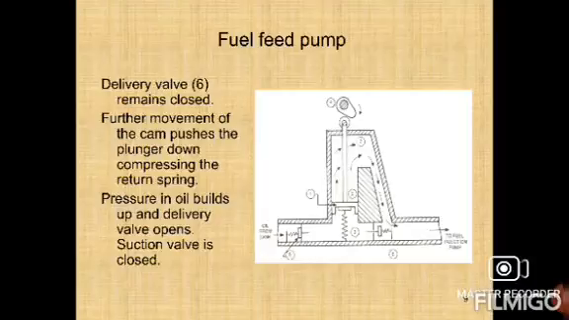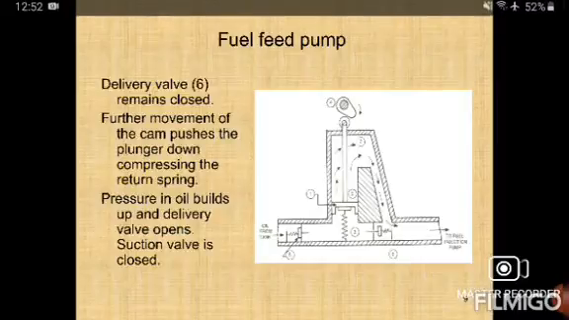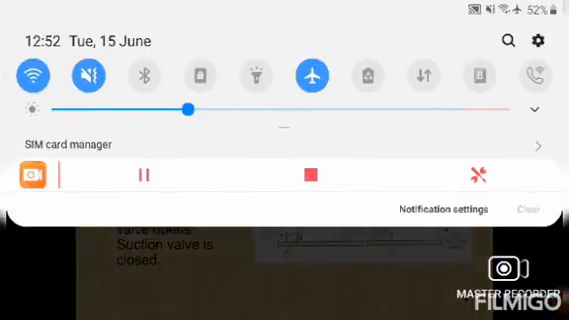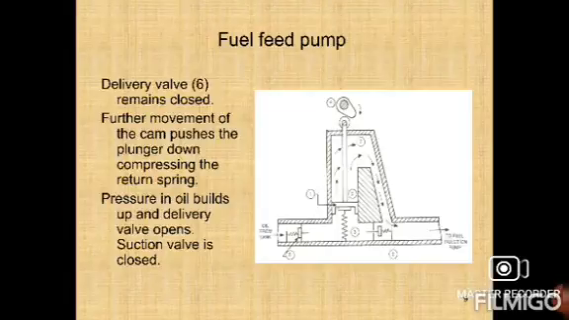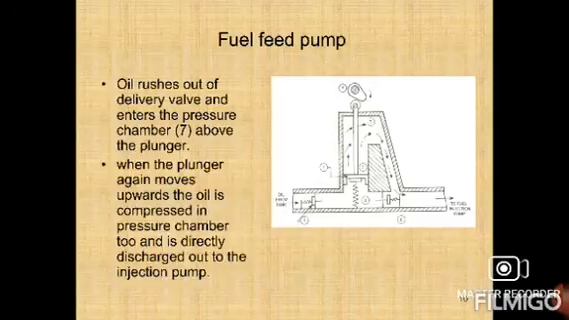When the pressure in the oil builds up, the delivery valve opens and the suction valve is closed. Oil rushes out of the delivery valve and enters the pressure chamber above the plunger. When the plunger again moves upward, the oil is compressed in the pressure chamber and directly discharged out to the injection pump.